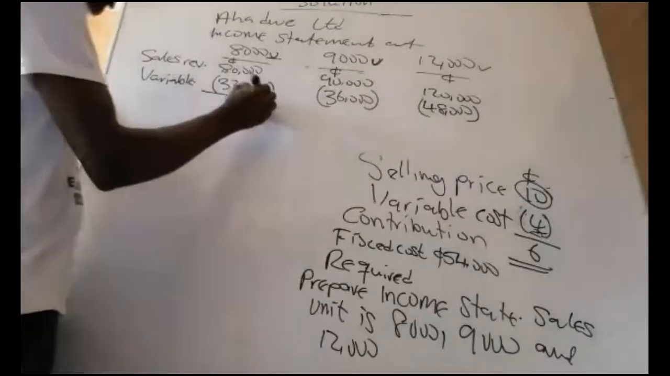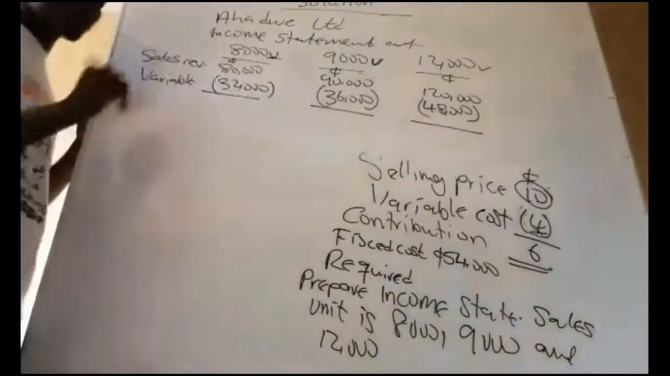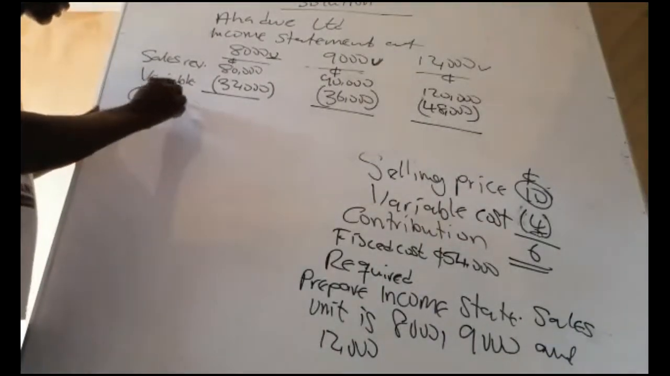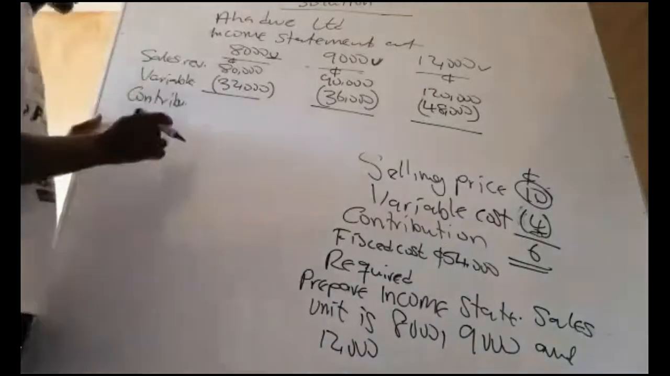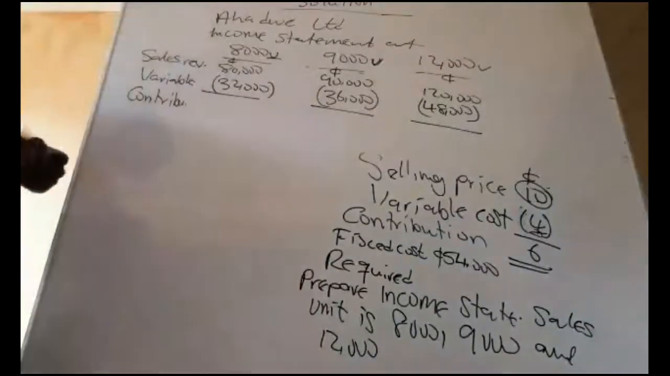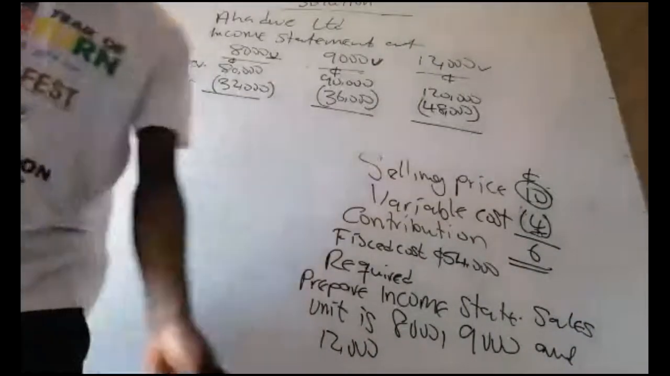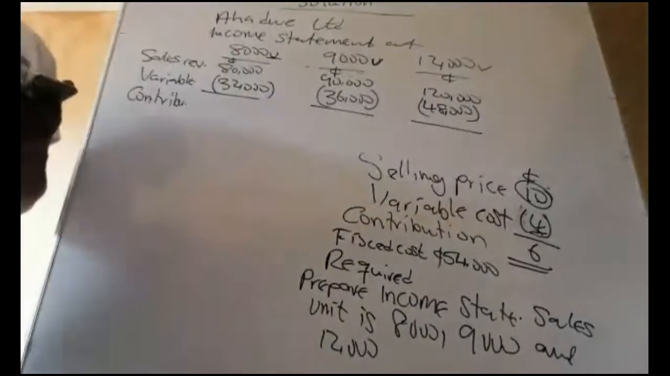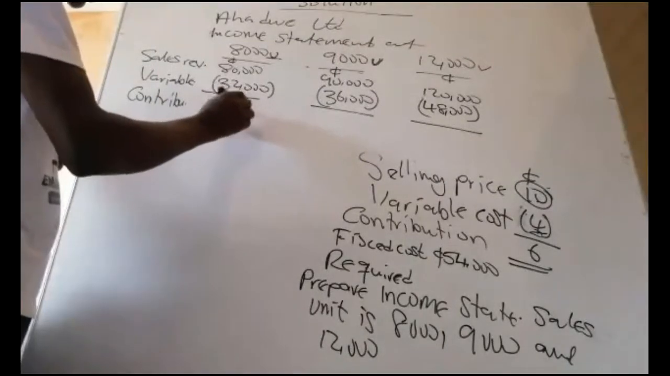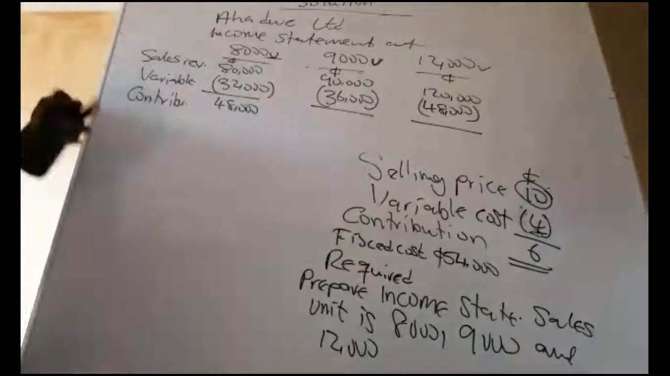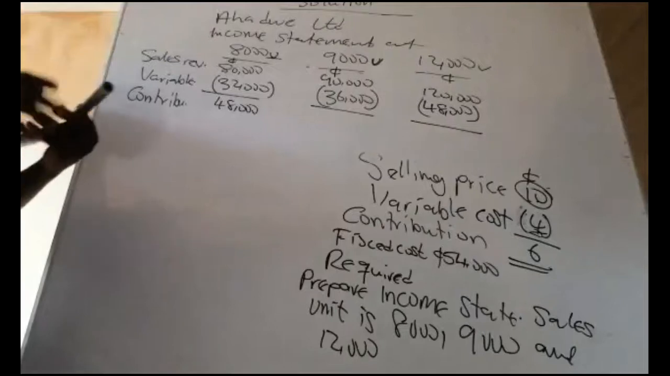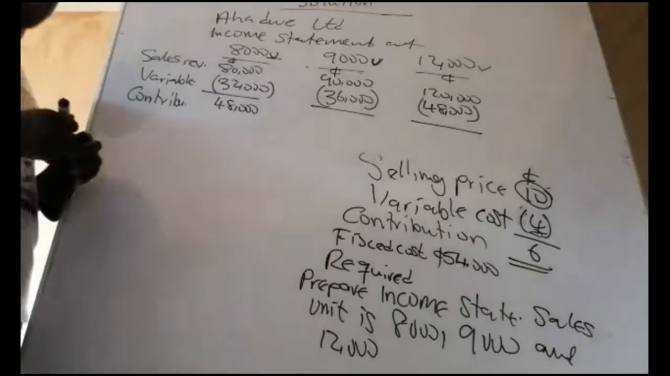Good. So what will be the contribution? Now the contribution will be this minus this. That will give us 40 something. Any answer for me? Okay, let me use the calculator. Good, 48,000. I like that. Let the answer flow. And then when they produce 9,000, what will be the contribution? At least that is how we are doing it. Good.